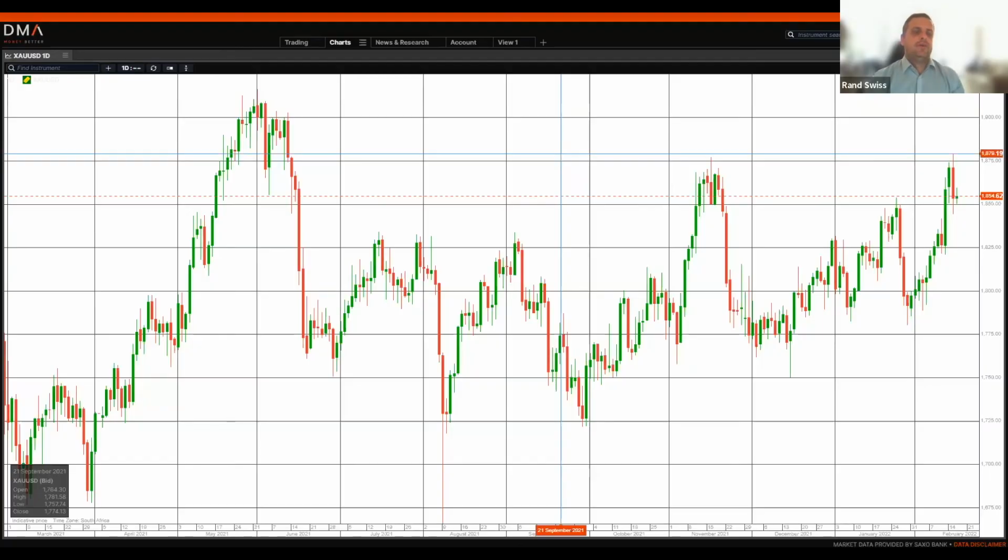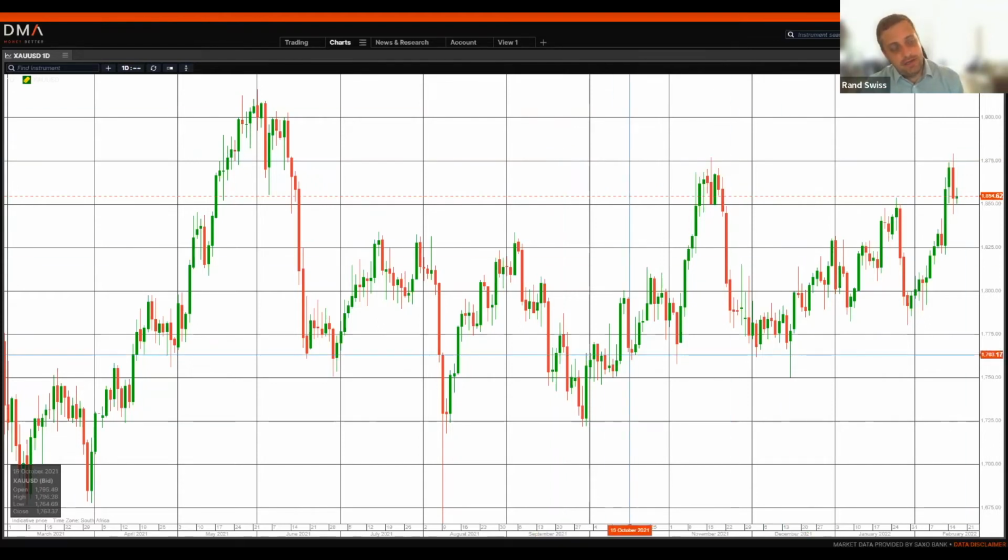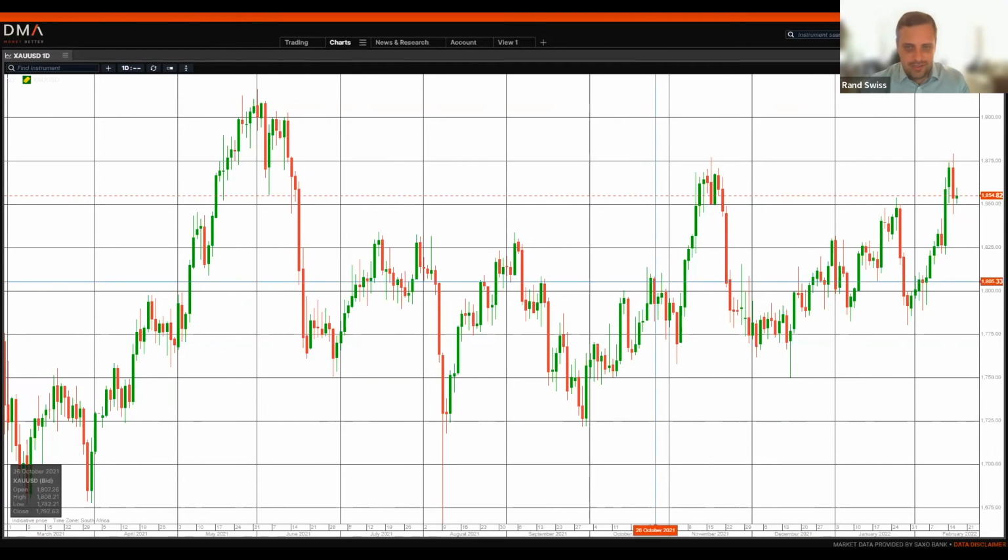Okay, so we use this platform locally as well, but if you open an offshore account with Rand Swiss, this is probably the platform you'll be using. Saxo Bank is a Danish bank, but their South African office operates under DMA. So that's why it's saying DMA at the bottom and not Saxo, but it is Saxo Bank. And this is the platform 90% of our clients use offshore.